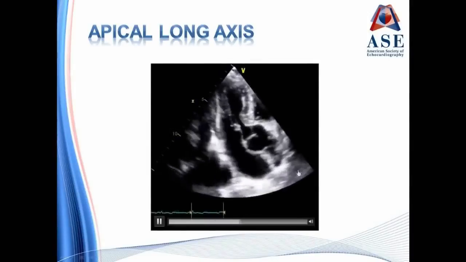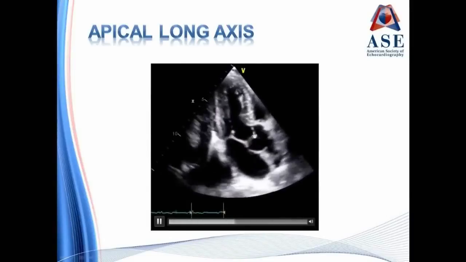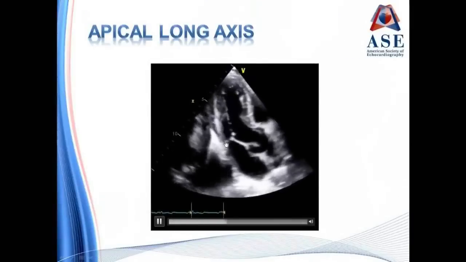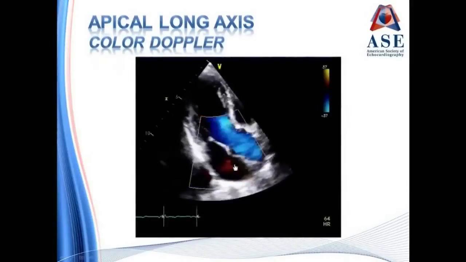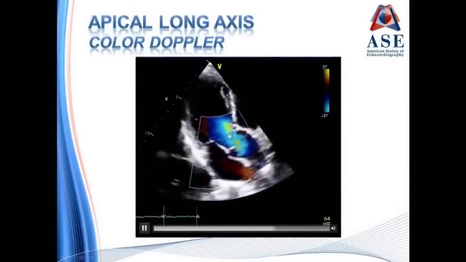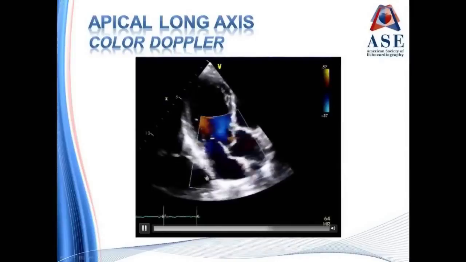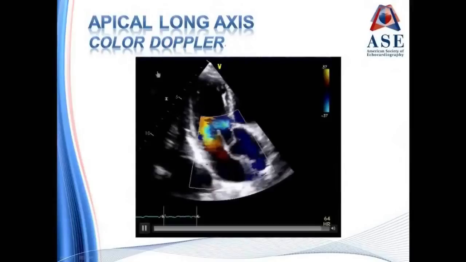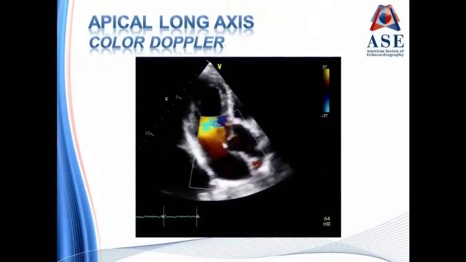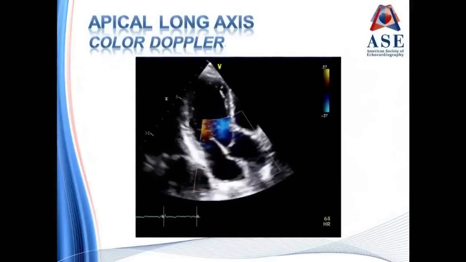And here's a nice view. Again, we see the aortic root, the anterior leaflet of the mitral valve. The posterior leaflet is here, although we don't see it well. And this is the descending thoracic aorta. Again, from the color Doppler, red flow towards the transducer, so mitral inflow, and then blue flow away during systole. This is normal color flow Doppler from the apical long axis view.